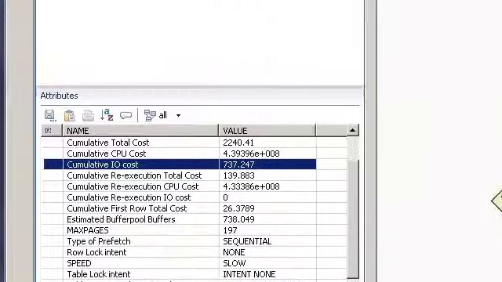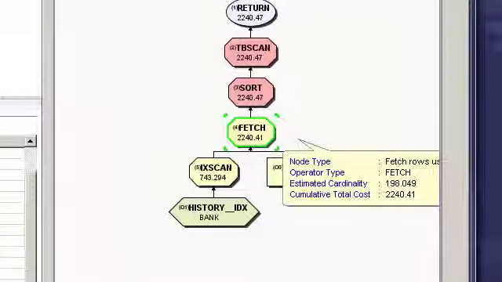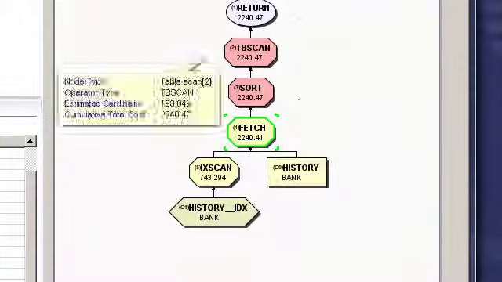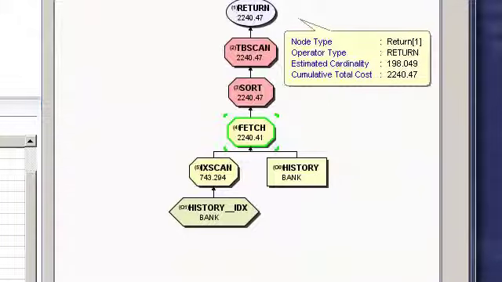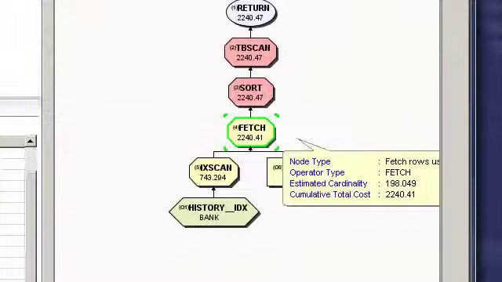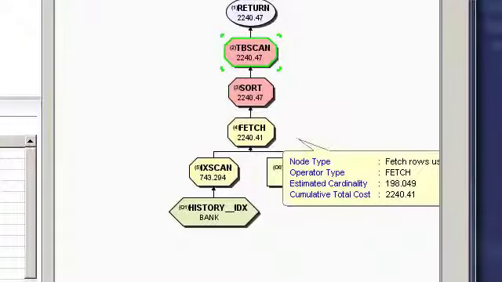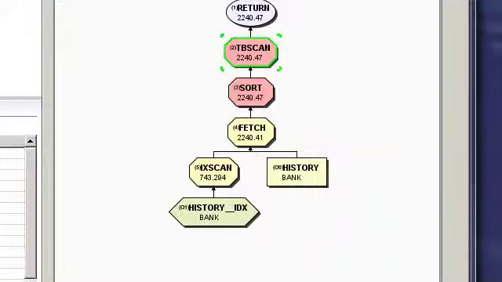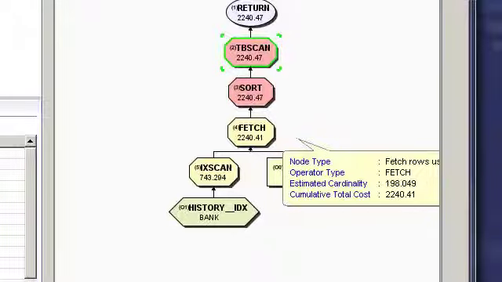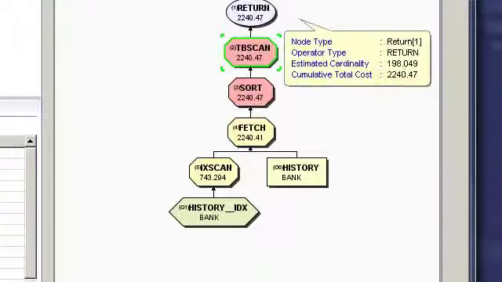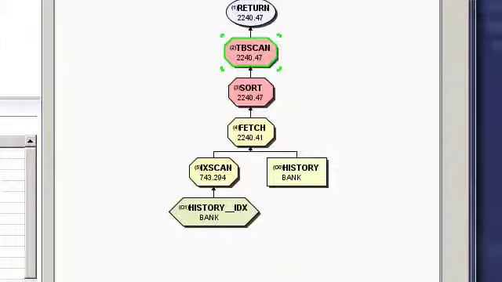Now at this point we're at a cost of $22.40, which is almost all the cost of this access plan. So it says that the sort operation and the table scan don't add much additional cost, but this is $22.40 to retrieve the 200 rows, sort them, and return a result to the application.